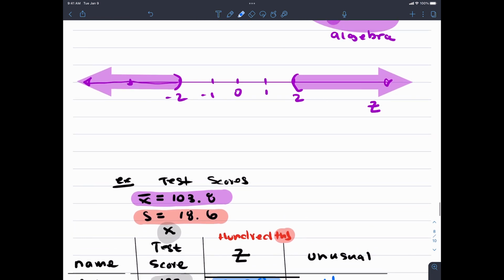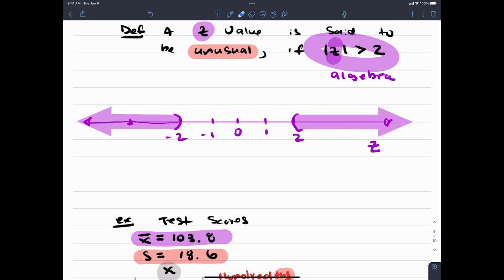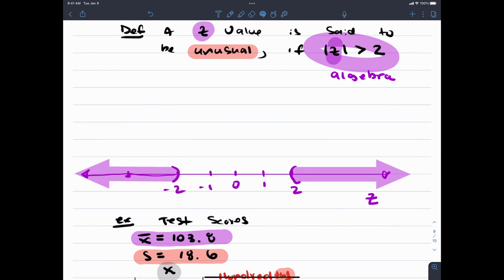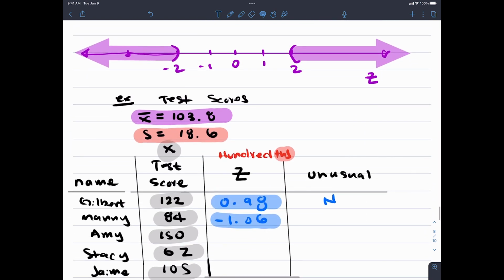So you say, well, how do I know what's unusual? Anything bigger than 2 or smaller than what? Negative 2. So far, the 0.98 is right here, right? And the negative 1.06, well, that's pretty close to the negative 1, is over here. This is the idea here.